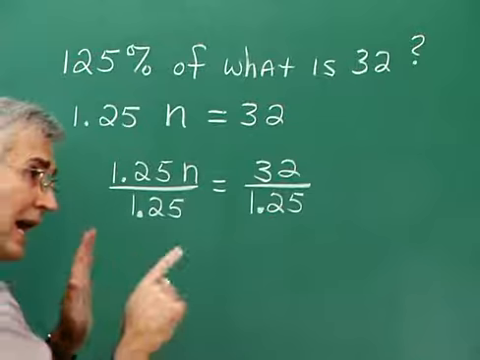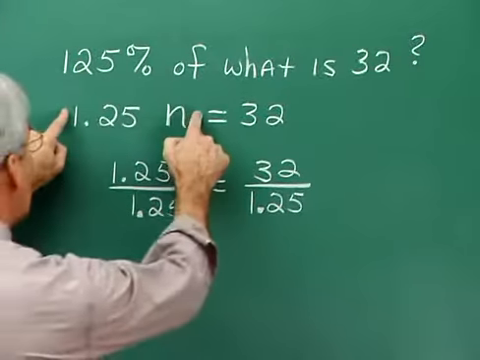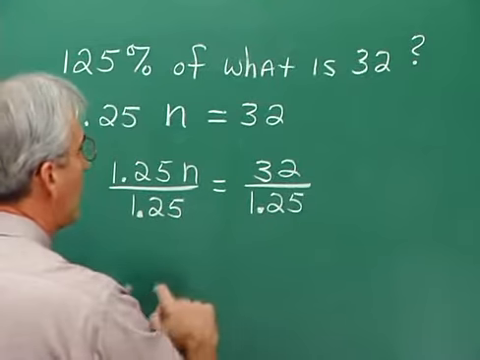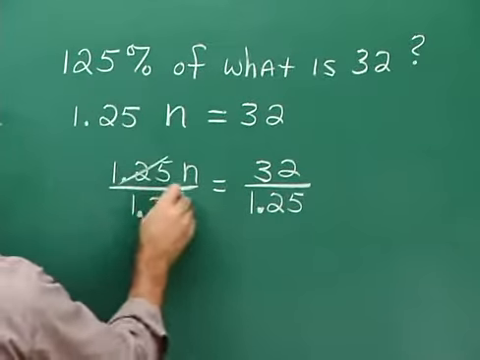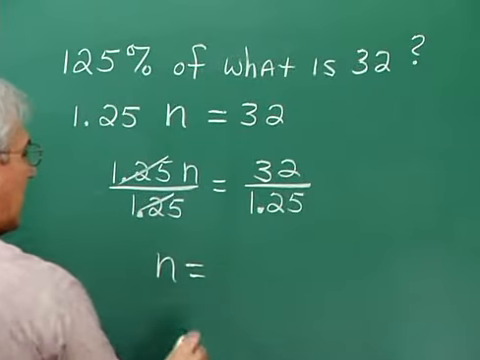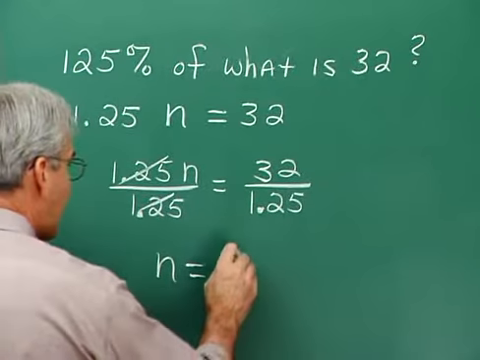Now to isolate the n, we show the division of 1.25 on both sides. We bring down the left side, divide by 1.25. Bring down the right side, divide by 1.25. These cancel as expected, and now we have a division to perform. Once again, we can go out to the side. Maybe we'll use a calculator, but we'll find that it's 25.6.